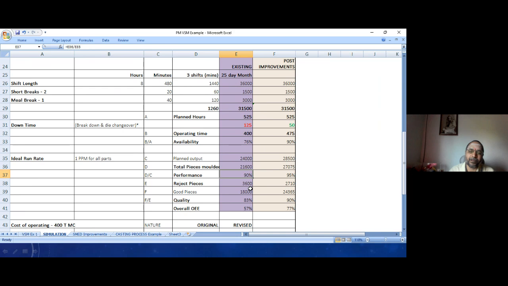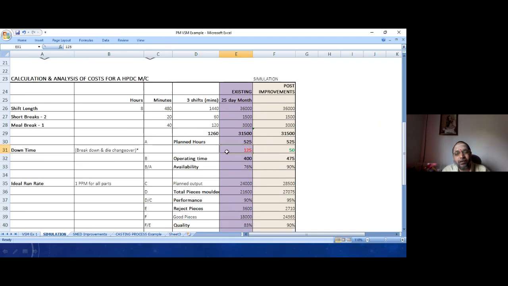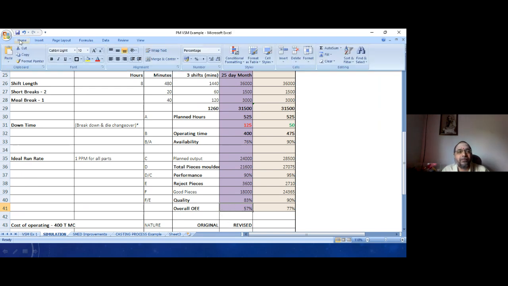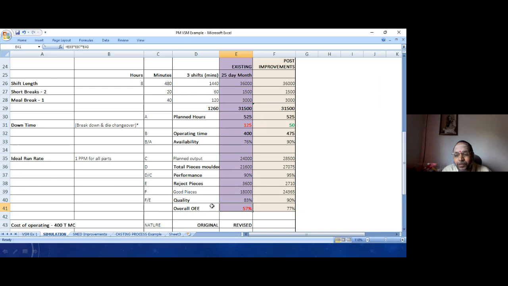Various issues crop up, fluctuation in power, some small issues. So 90%. I have ended up manufacturing 21,600. And then on top of it, to my utter horror, I find that in this 21,600, there is a rejection of 3,600. So 17% rejection happens, and my quality is 83%. Now, if I take this combined effect of downtime, performance, and quality, I end up with an overall efficiency of 57%. We all know what the Japanese say. They expect the OEE to be 85 for you to be classified as a world-class company.